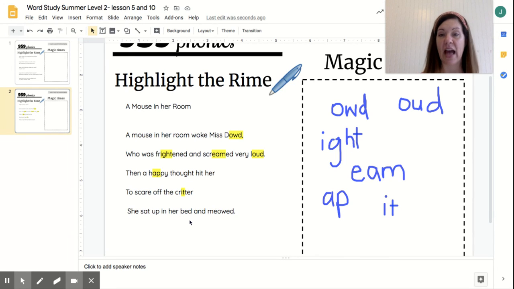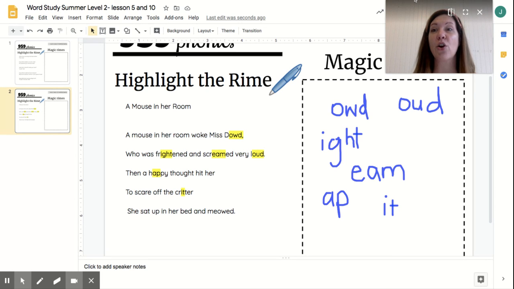Now that you have this highlighted and you're really letting those magic rhymes jump out at you, I want you to take this to an adult and read it to an adult. You're all done with 959 Phonics in less than 9 minutes and 59 seconds today. That gives you lots of time to go read and write independently. And as you do, pay attention to these magic rhymes that should just jump out at you now.